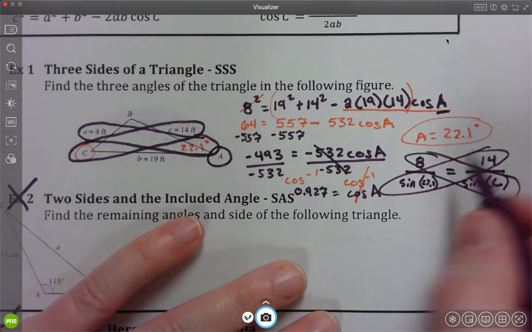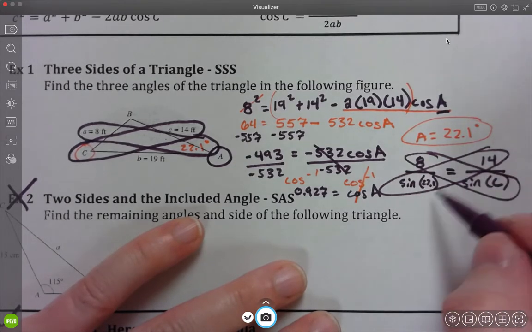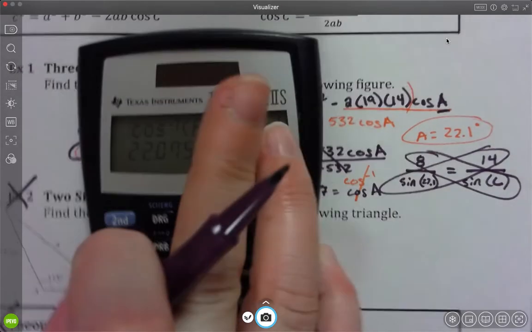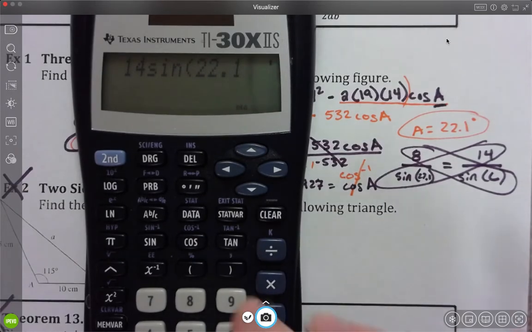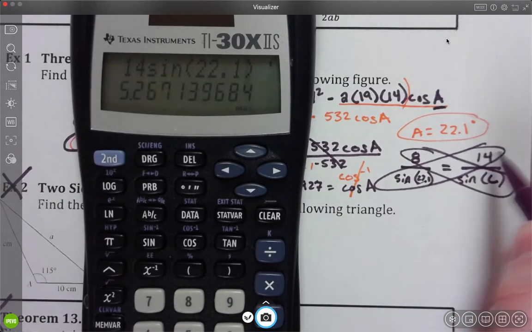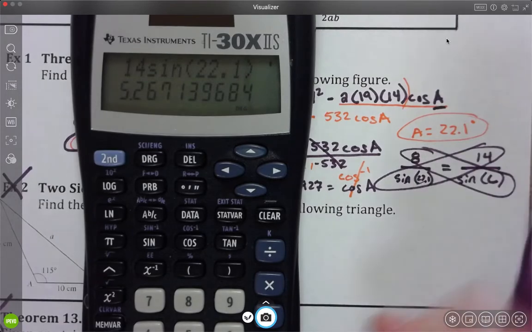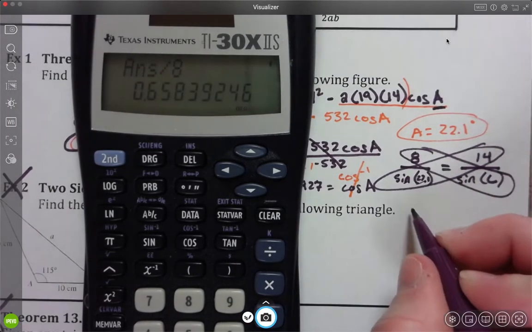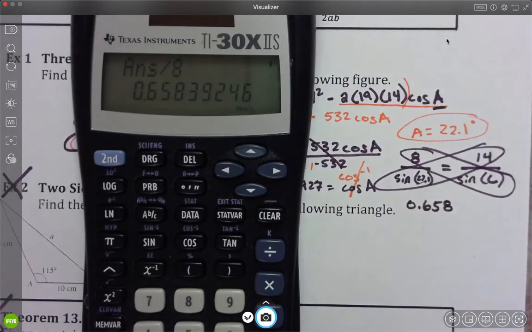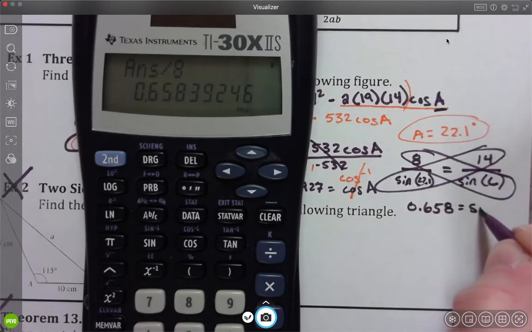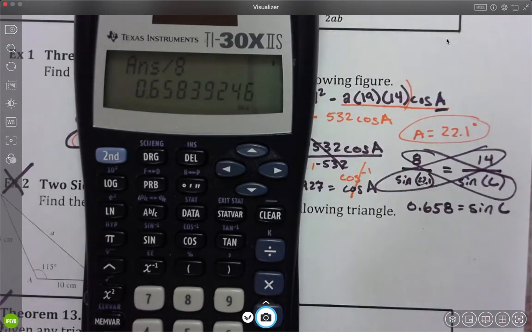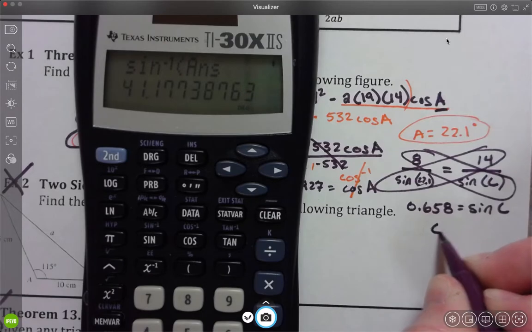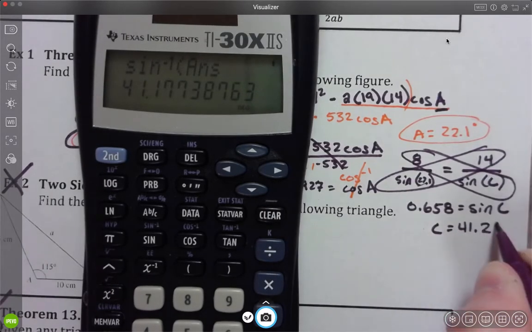So I'm going to cross multiply and divide. So 14 times sine of 22.1. 14 sine 22.1, that's my cross multiply. Then I'm going to divide by 8. And that is 0.658, which seems like a really small number, except that's what sine of C is. So how do I get the C by itself? I take inverse sine of that, and I get 41.2 degrees.